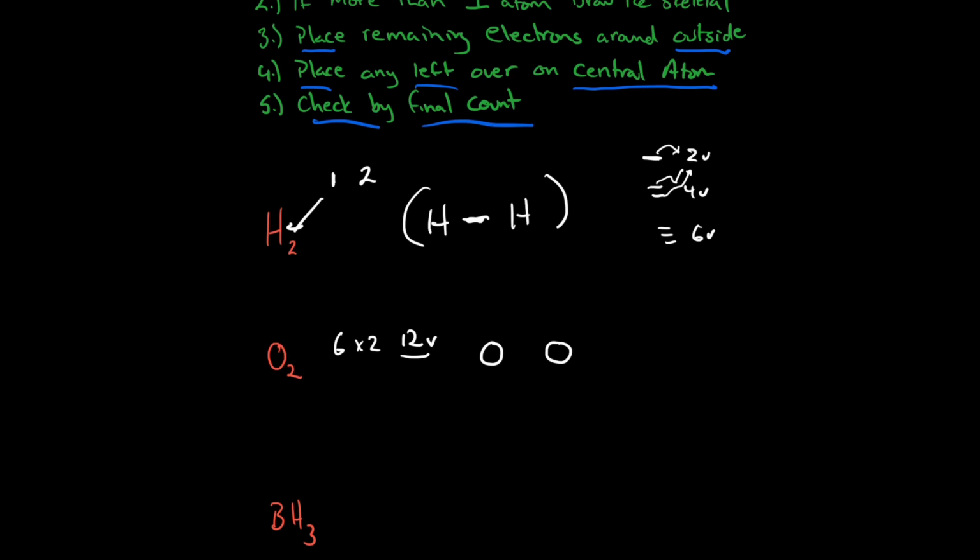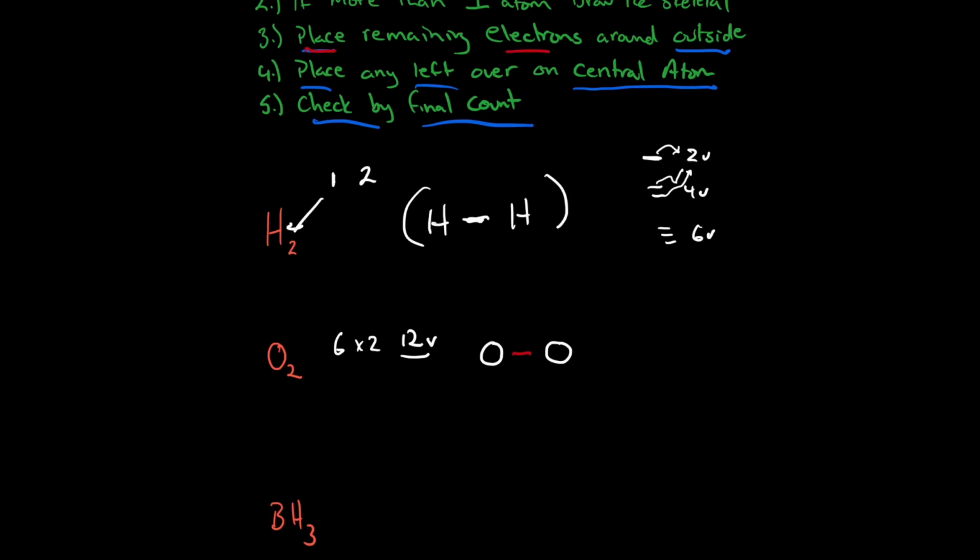16 would be easier, right? But we got 12, so let's just see how we're going to do this. So we draw our skeletal structure. First, I'll change the color up here. We draw our skeletal structure, which we put a single bond first in here. Okay, single bond.